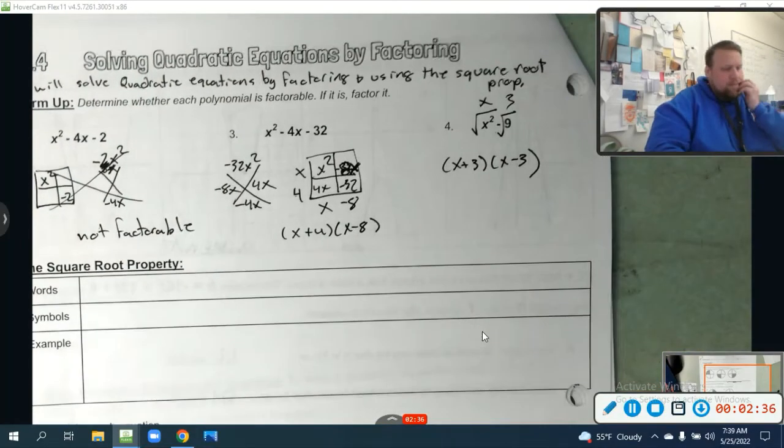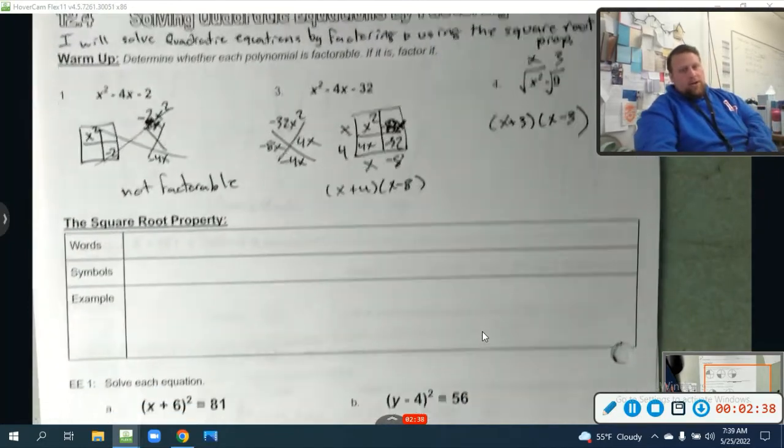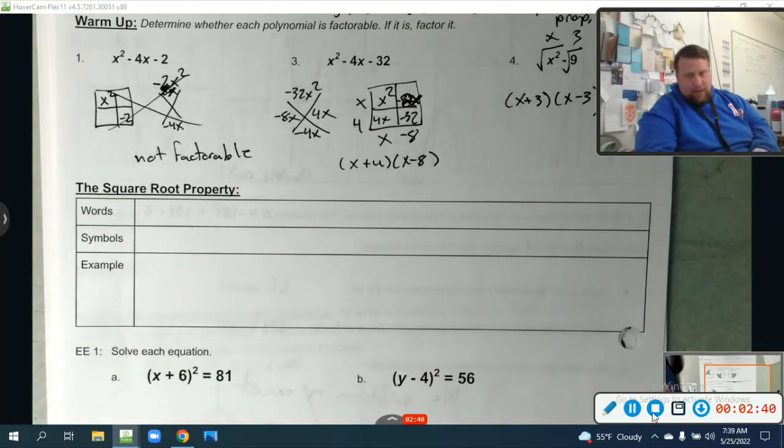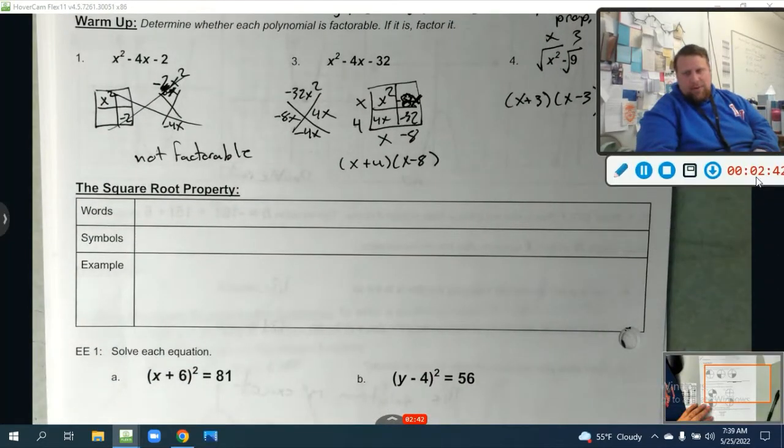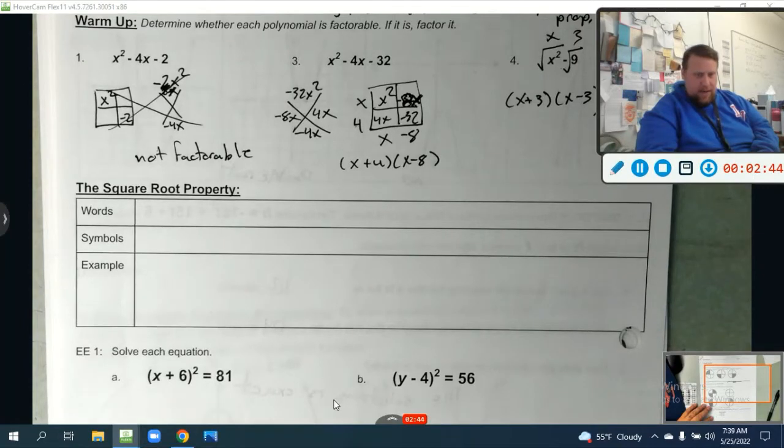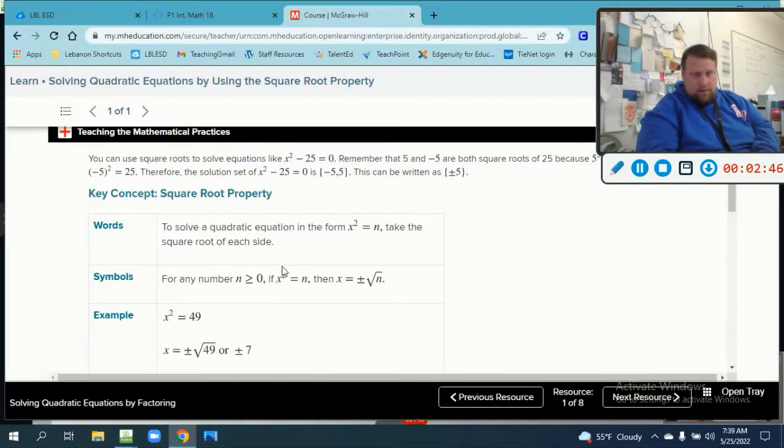It's up to you. Okay, time to go write down our square root property, which you should already know for the most part, but we're going to say it out loud. So let's look at that. This says to solve a quadratic equation in the form of x squared equals n, take the square root of each side. For any number n greater than or equal to 0, if x squared equals n, then x equals the plus or minus square root of n.